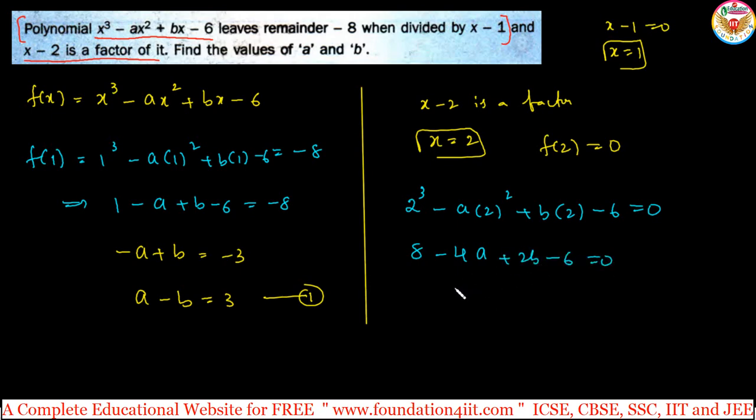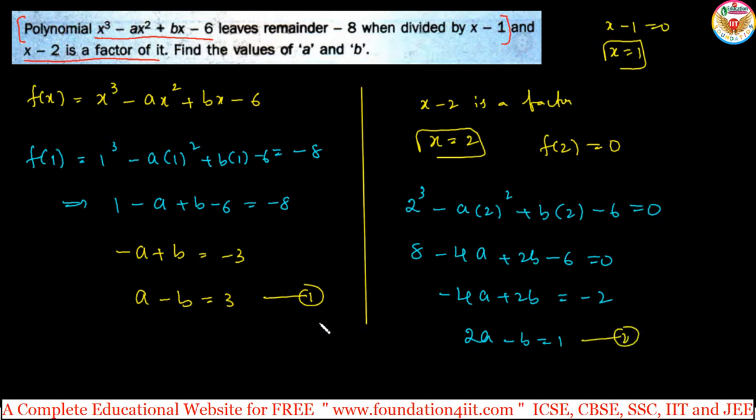Then finally, a term, b term, take the other side. Minus 4a plus 2b is equal to 8 minus 6, which is 2, so it becomes minus 2. Take minus 2 common on both sides, it becomes 2a minus b is equal to 1. This is equation 2. Right.